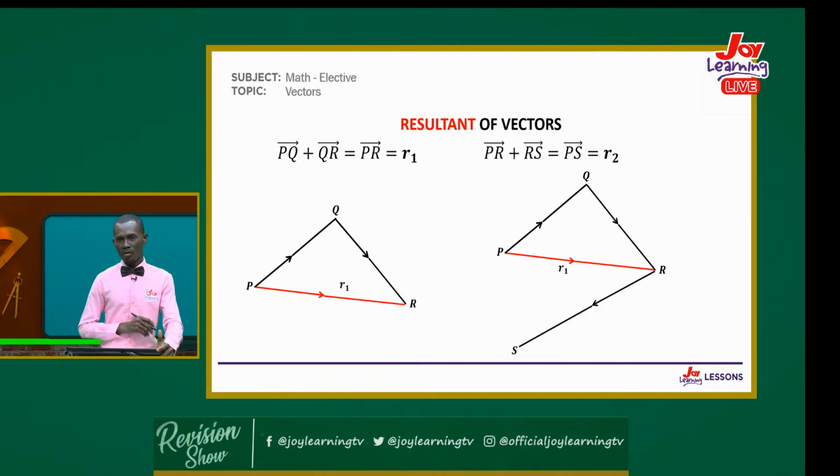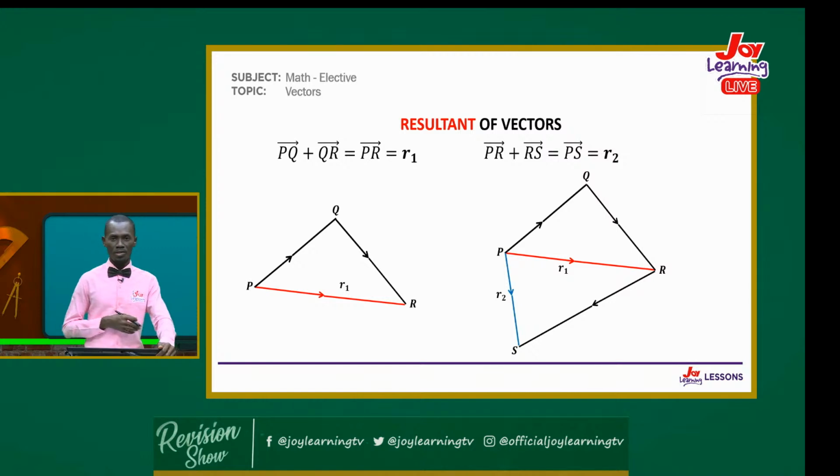Then it means you have moved from P to Q, Q to R, and R to S. In summary, you have simply moved from P to S. That's the resultant. So you see how it moves. The arrows must chase each other. So PR was chasing RS, and it was closed up by PS, which is our resultant R2.